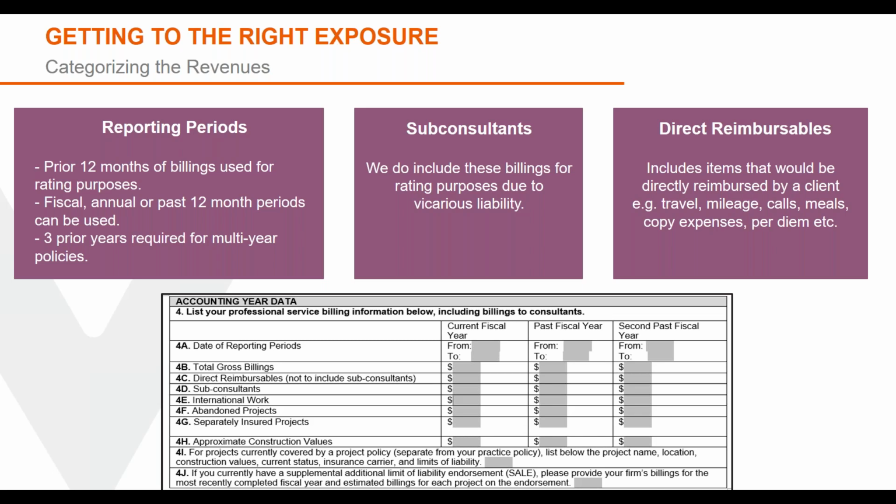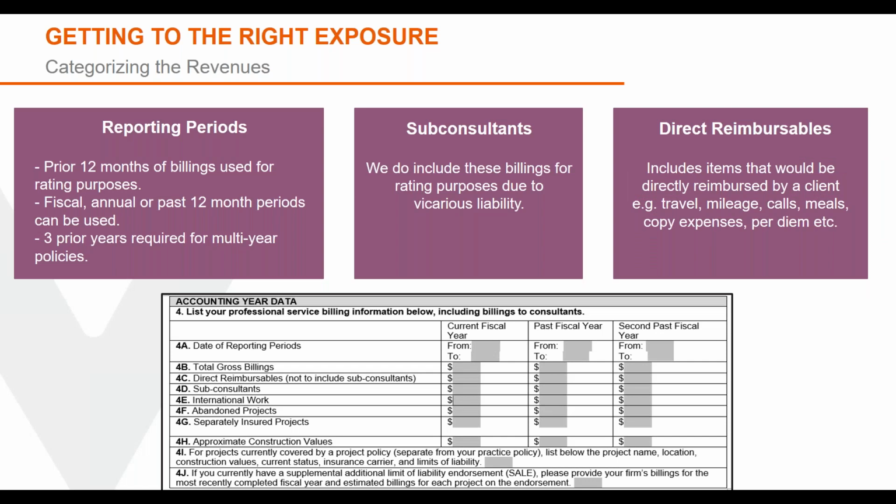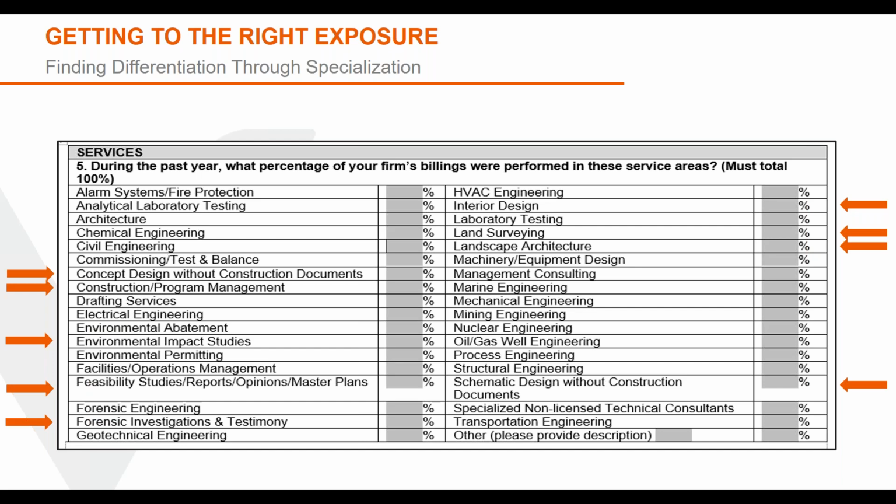Before we move on to the next slide, just want to recap and say for reporting periods, 12 past months, it can really be any past 12 months that they want to capture, just to indicate what those 12 months are in the app. Include the sub-consultants billings and include the direct reimbursables billings so we can underwrite those different exposures properly. And then we can move on to the next.